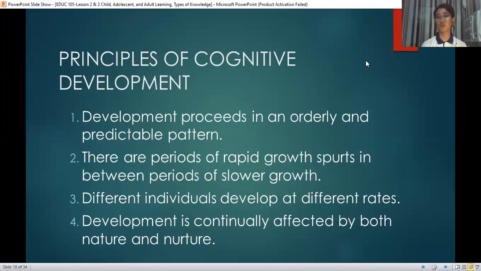So this is not true only in language development. It's true in many aspects of development. So I repeat, number one, development proceeds in an orderly and predictable pattern. Okay, expect that, and we should assume that.